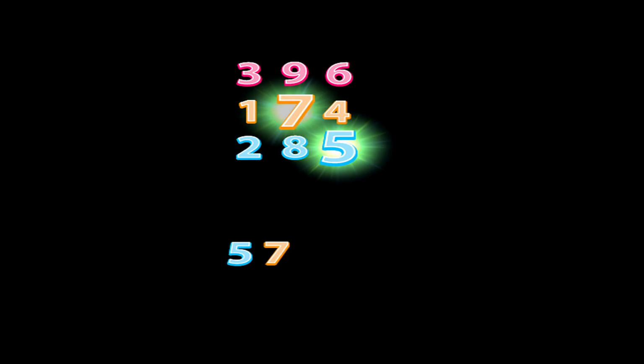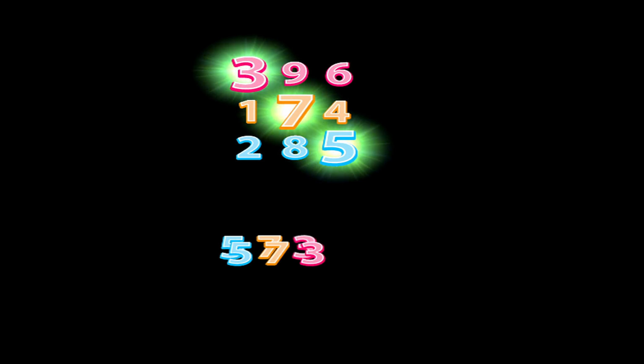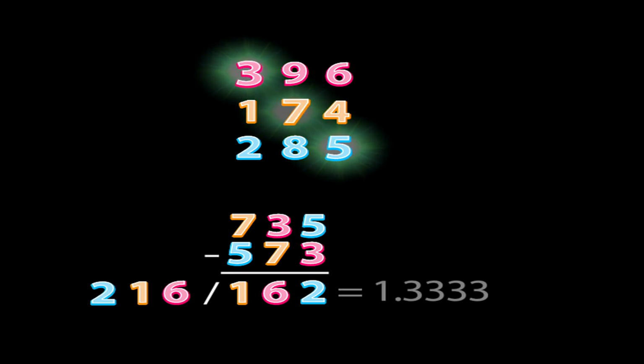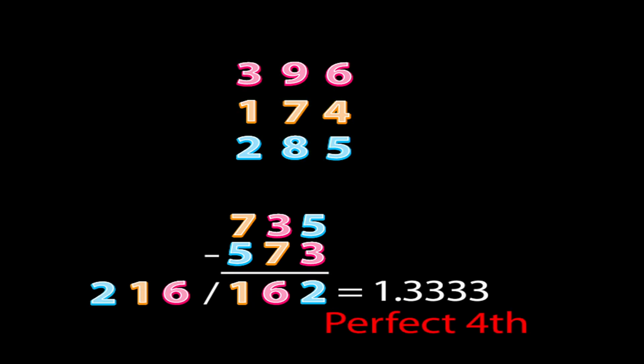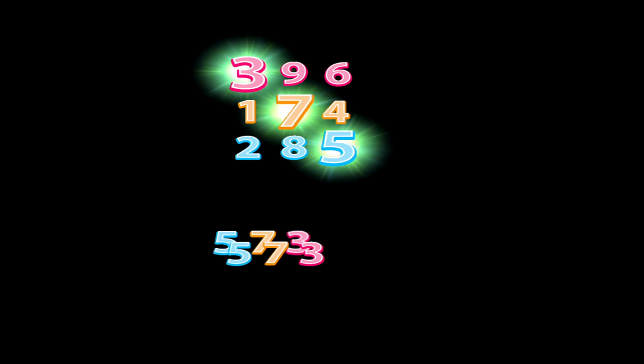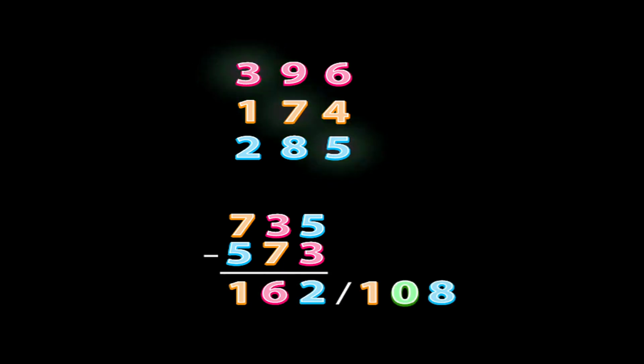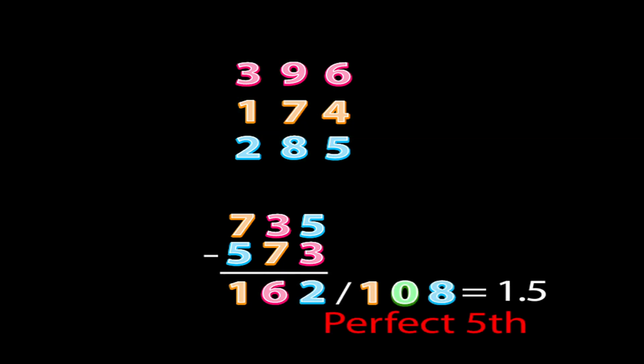This one I start at the 5, go through the middle to the 7 and the 3, and I subtract that from its shifted pair, and I get 162. Divide that by the 216, and I get a perfect fourth. On this last one I start at the 5 in the lower right and go diagonally up to the left, and I subtract that out from its shifted pair, and I get 162. And I divide that by an octave of the 432, and I get a perfect fifth.